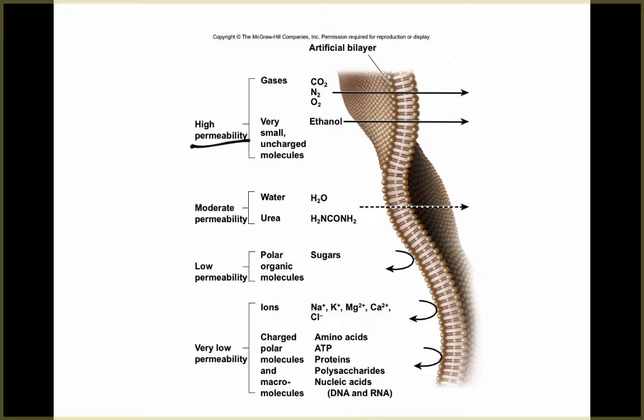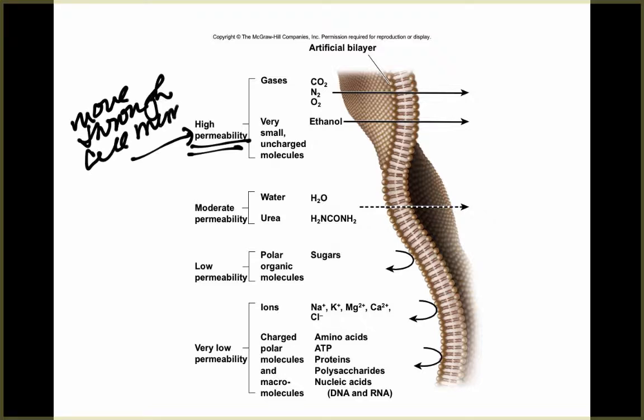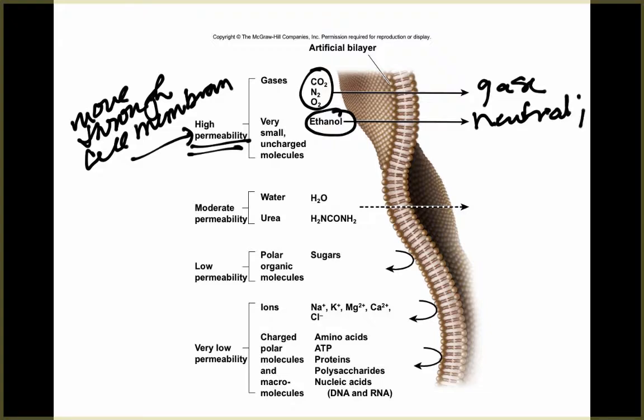So as you can see, these guys have high permeability, and this means they can move through the cell membrane, right? So you have gases. Gases can get through very easily. You have ethanol, which is a neutral molecule, but more importantly, it's small, right? Uncharged is what it means. So, that's important.